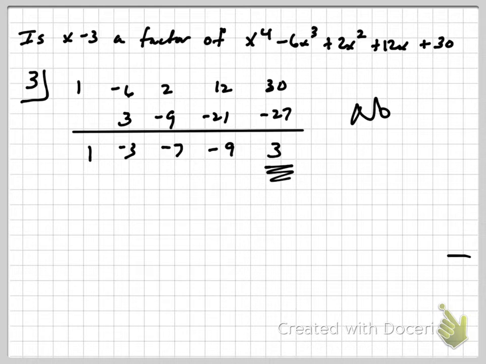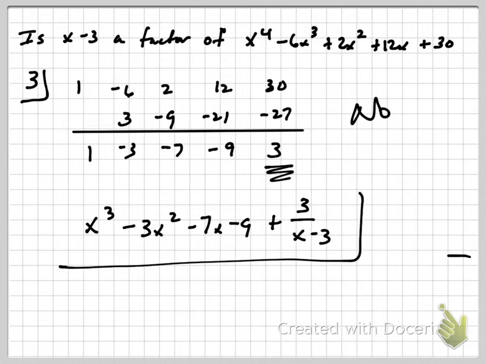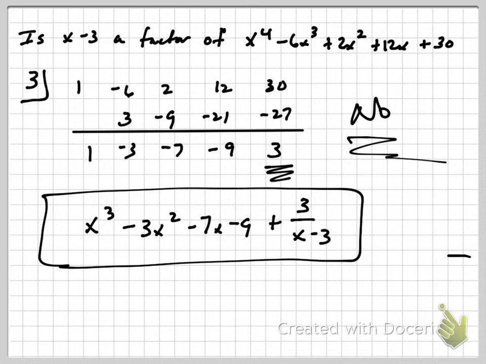Not that you have to write this, but if you wanted to write the division, then if you divide by x minus 3, you're left with x to the third minus 3x squared minus 7x minus 9 with a remainder of 3. So that's just review of synthetic division and what you'd write for that. But the only thing you're doing here is you've proven by showing me the division that this is not a factor.